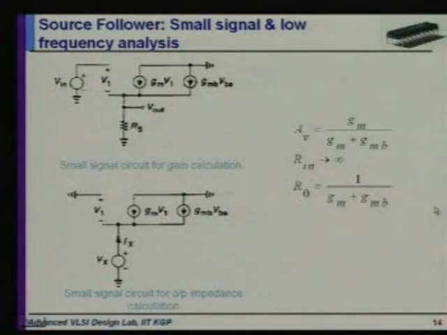Here it is seen that the output resistance is nothing but 1 by Gm plus Gmb, and for that we can see from the small signal low frequency model, which is the main circuit from where we can readily calculate the output resistance. It is nothing big: if we neglect the Gmb term, it is 1 by Gm, which is nothing big.